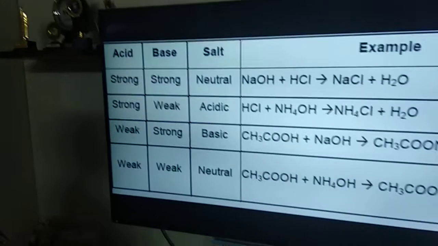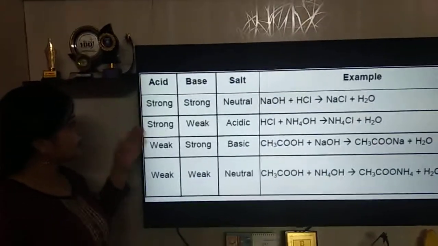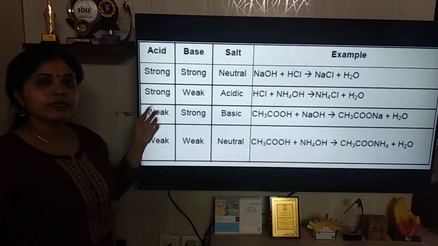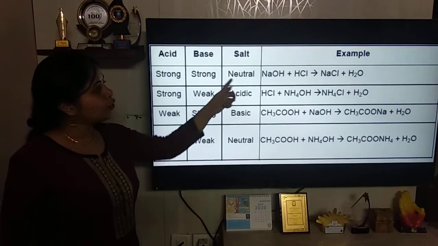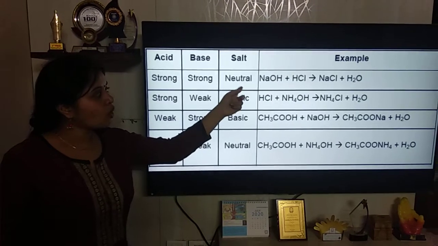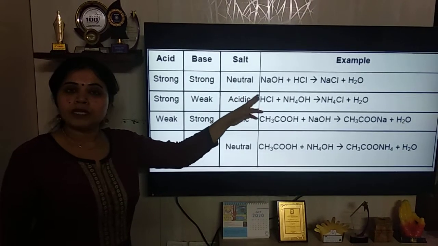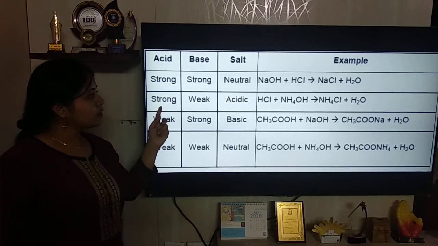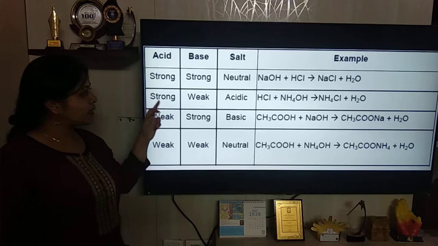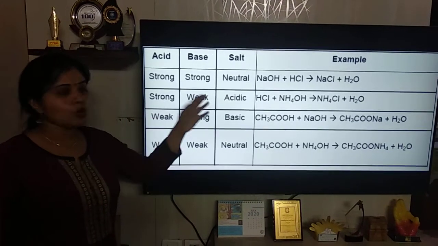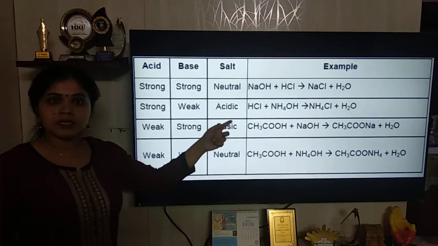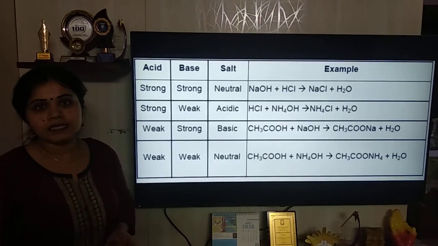Now just look at the examples given here. You can see that if the acid is strong and the base is strong, naturally each will nullify the effect of the other and you will get a neutral salt. The salt will be neutral, so the pH value is going to be 7. Here the acid is strong but the base is weak. Since the stronger property is the acid, the salt is going to be acidic. If it is acidic, naturally the pH is going to be less than 7.